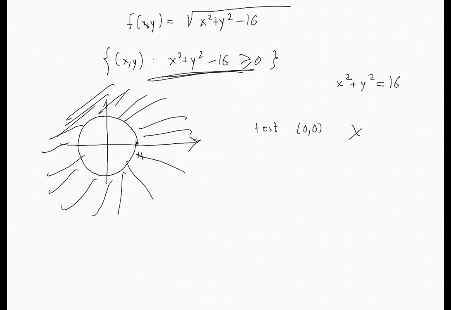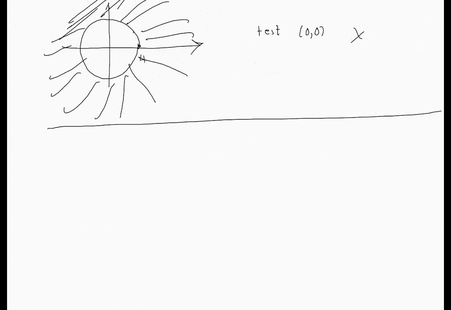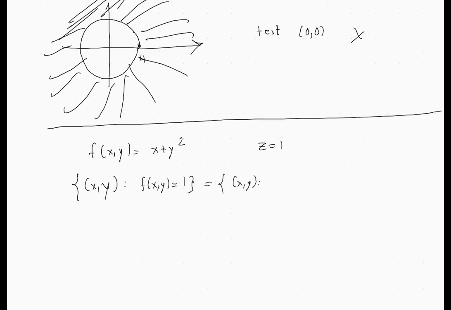Let's go to the next problem, which asks us to sketch the level curve of f(x, y) equal to x plus y squared associated to the z value 1. What does this mean? By definition, the level curve, or rather the level set, is all the (x, y)'s for which the function has a specific value. In this case, that value should be 1, right? So it's all (x, y)'s for which x plus y squared is equal to 1.